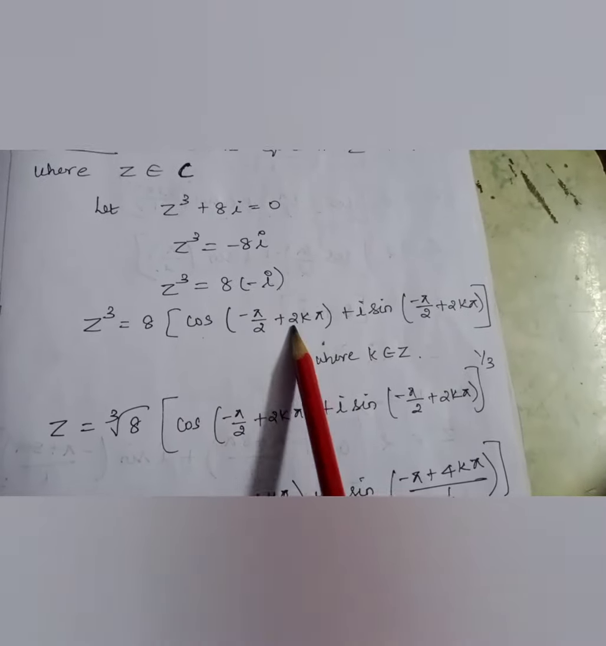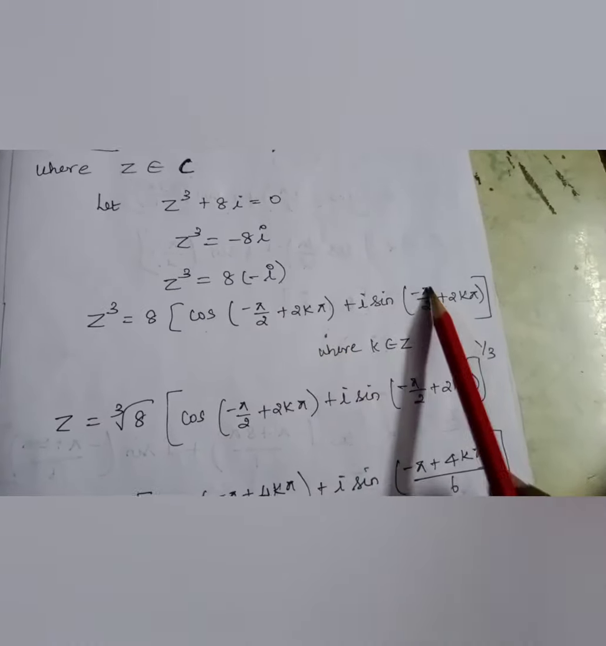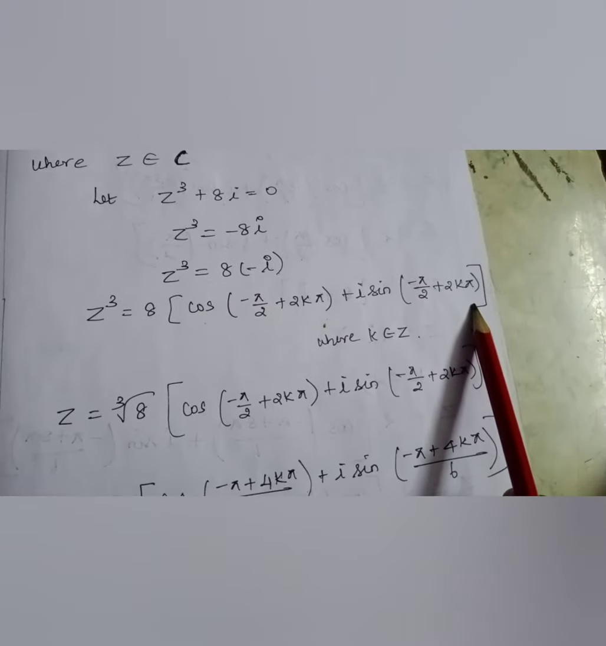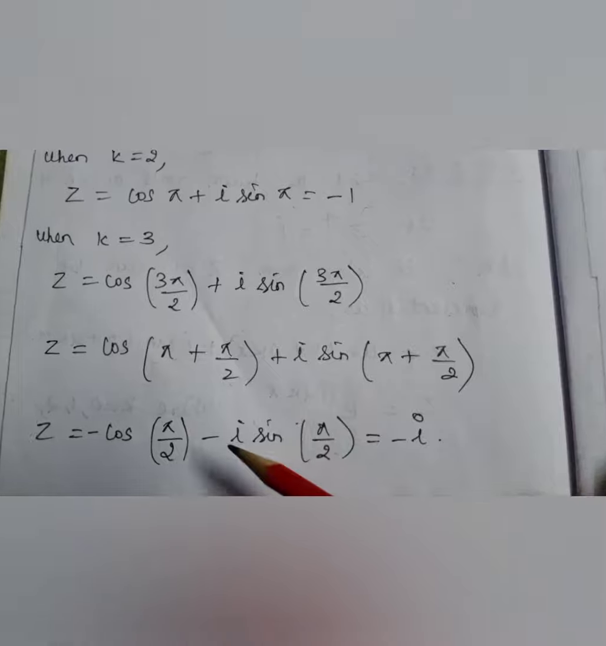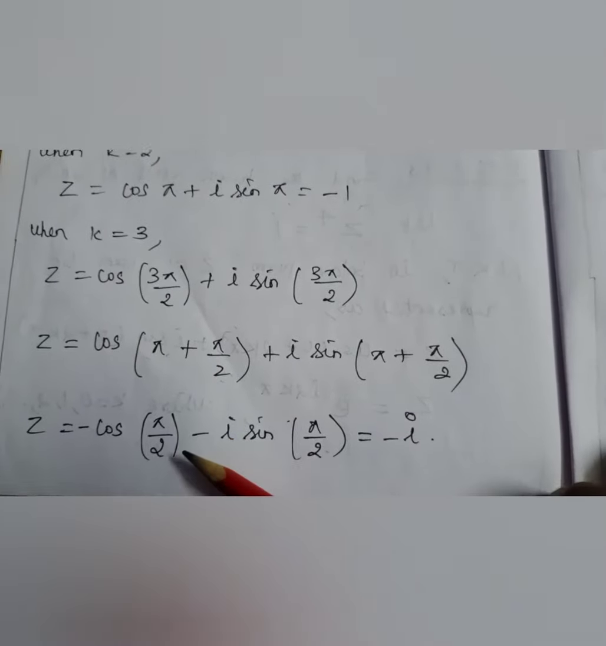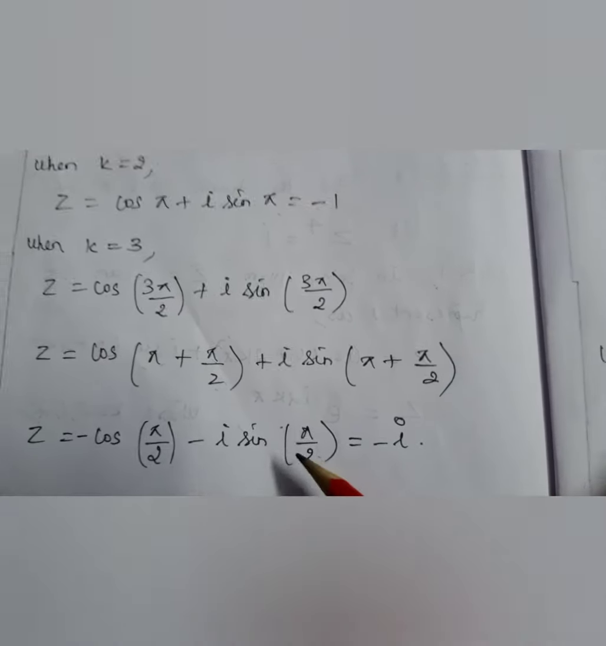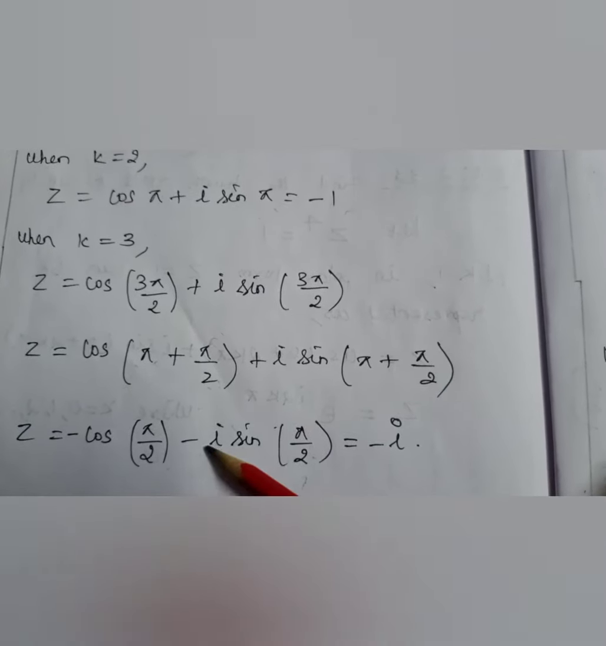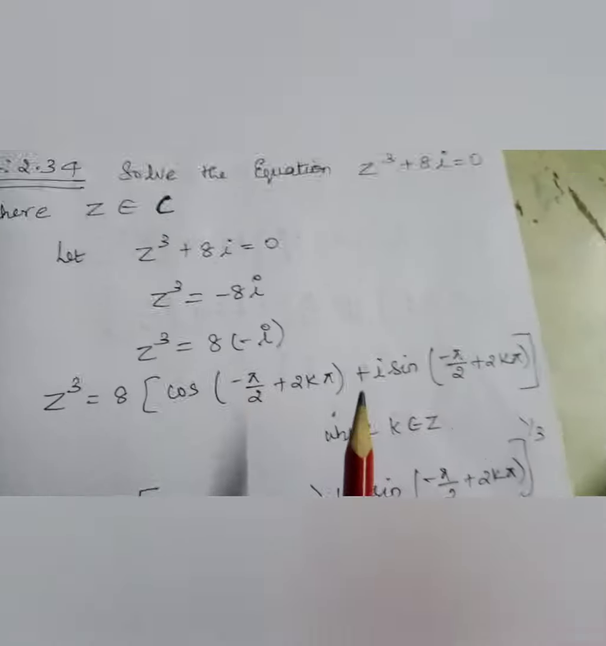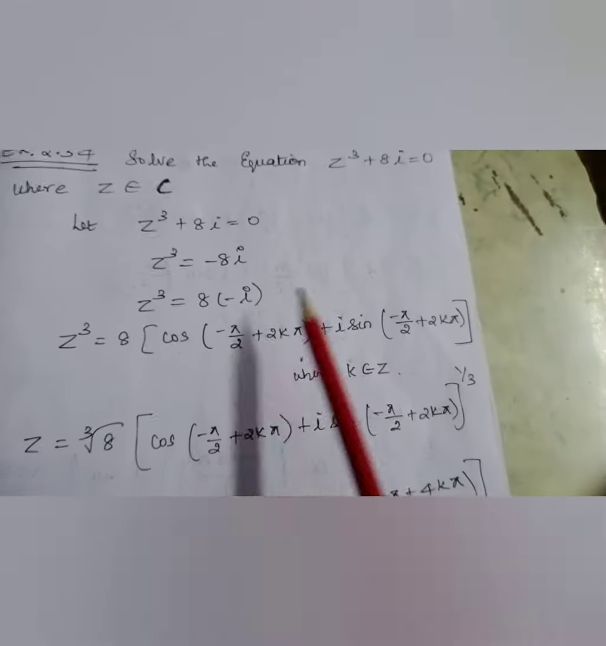We represent it as cos(−π/2 + 2kπ) plus i sin(−π/2 + 2kπ). Okay, can you just move on to the previous sum? Can you all see here? Cos π/2 is going to become 0, whereas sin π/2, sin 90 degrees, is 1. So 1 into minus i becomes minus i. That's why we are also writing this minus i like this.